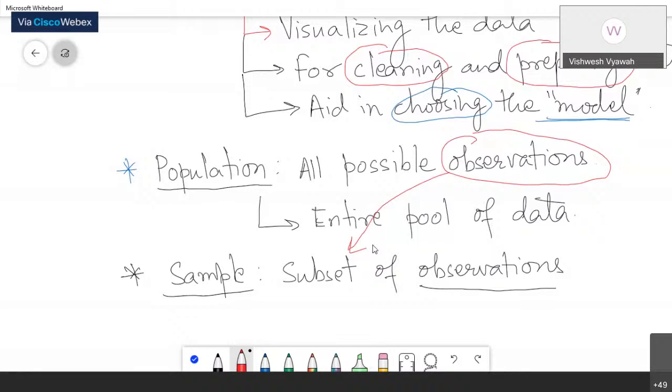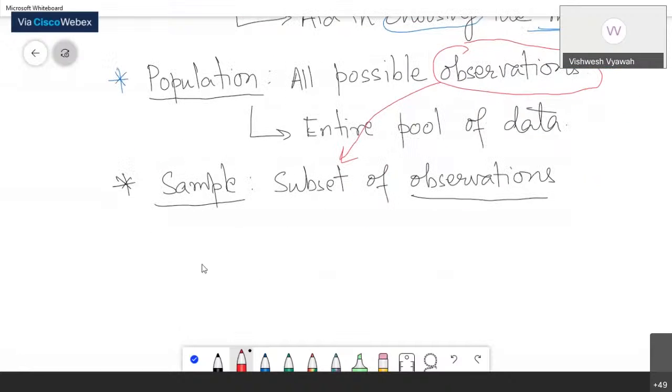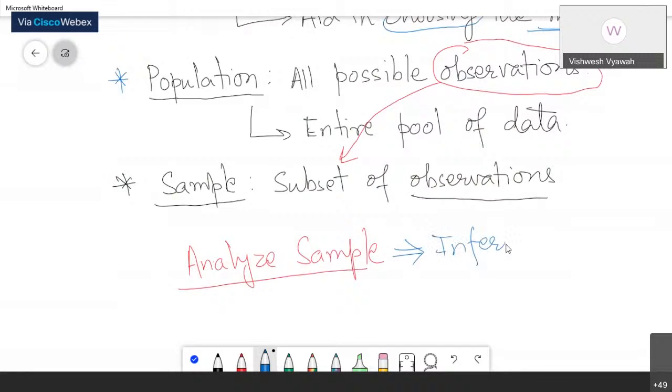Now, the most important thing about statistics is that we can use this sample to draw inferences about the population. That is its beauty. So what is important is to analyze the sample and draw inferences about the population. Is it possible that I analyze the sample, do some statistical treatment to the data available in the sample, and get inferences about the population? This is what statistics will help us do.